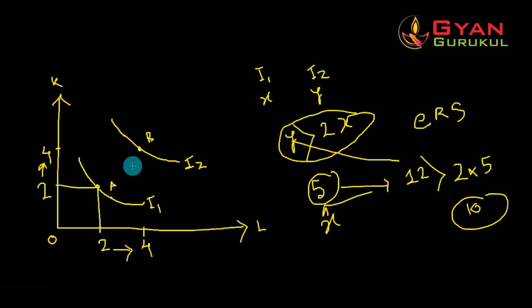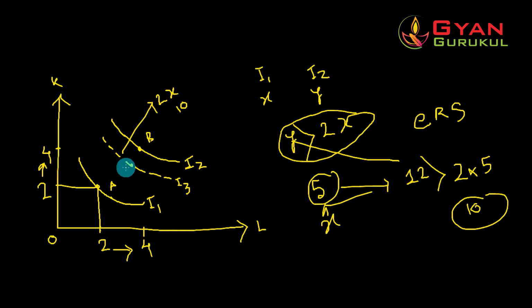And let's say there is another isoquant over here, and let's denote it with a dotted line and name it I3. Now see, this isoquant represents the output level which is exactly twice x, or we can say exactly 10 units of output, right?